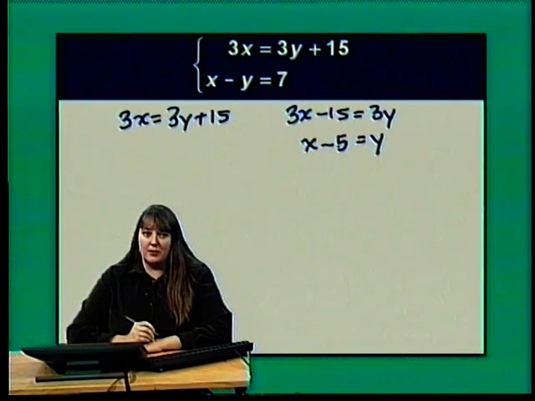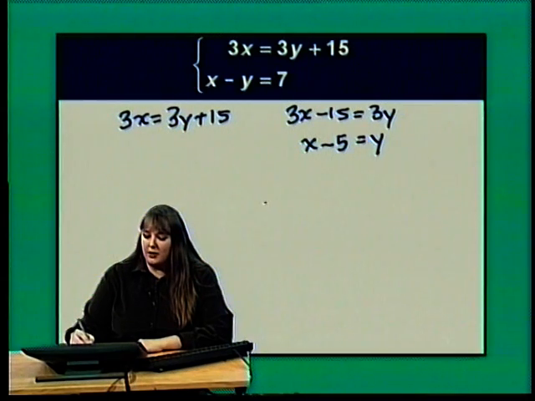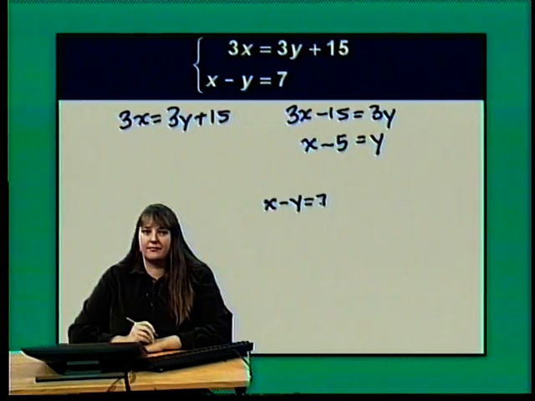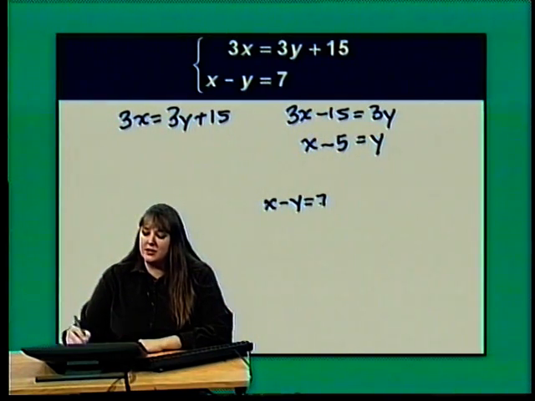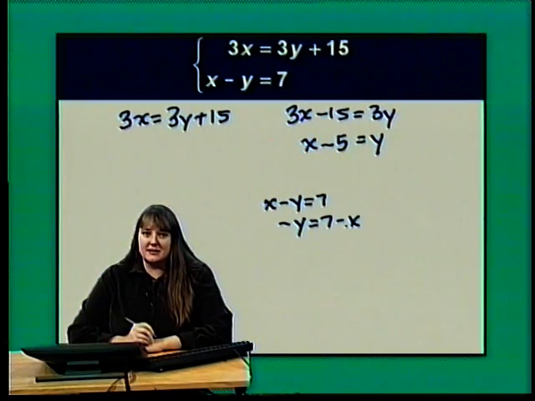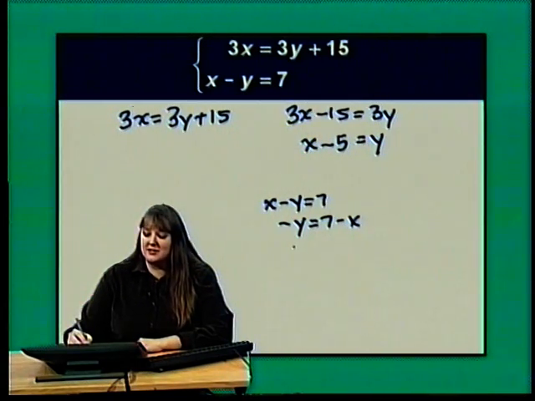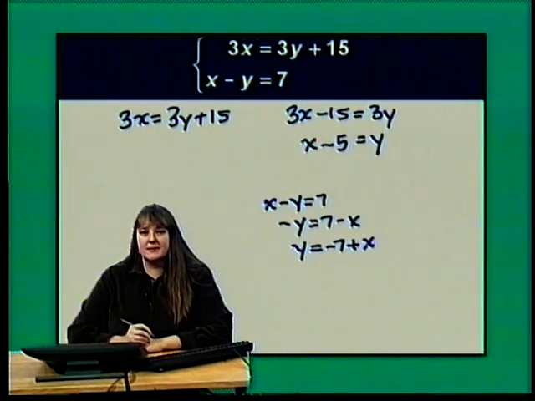Well, let's do the same thing with the second equation. My second equation is x minus y equals 7. Let's subtract x from both sides of this equation. So that would give me the opposite of y equals 7 minus x. And then let's multiply both sides of the equation by negative 1. That just changes the sign of every term. So we have y equals negative 7 plus x.